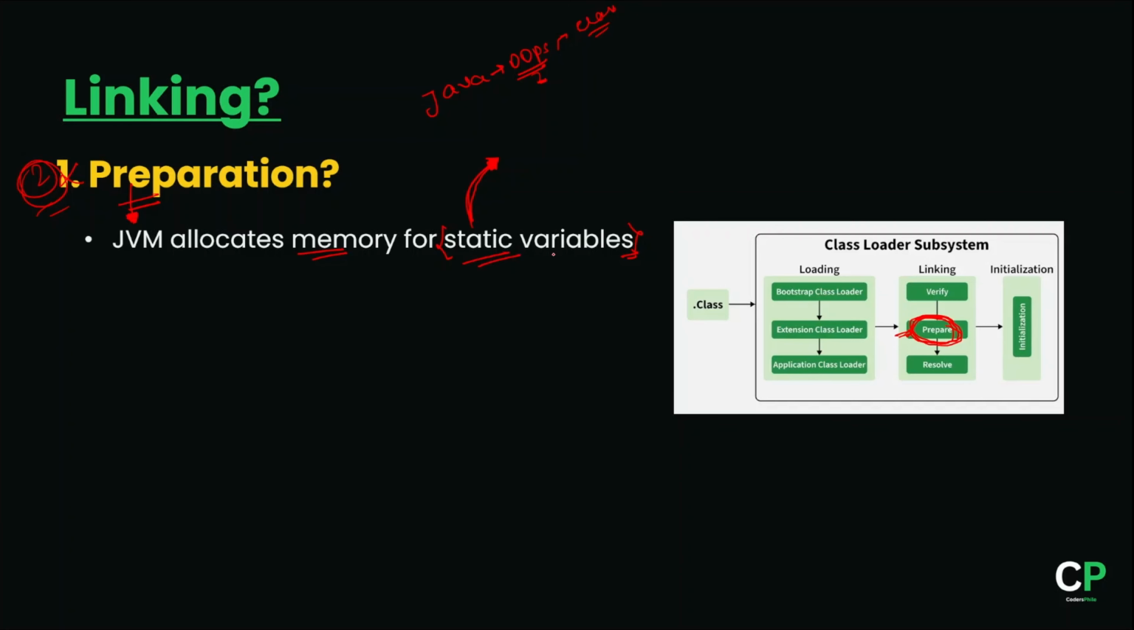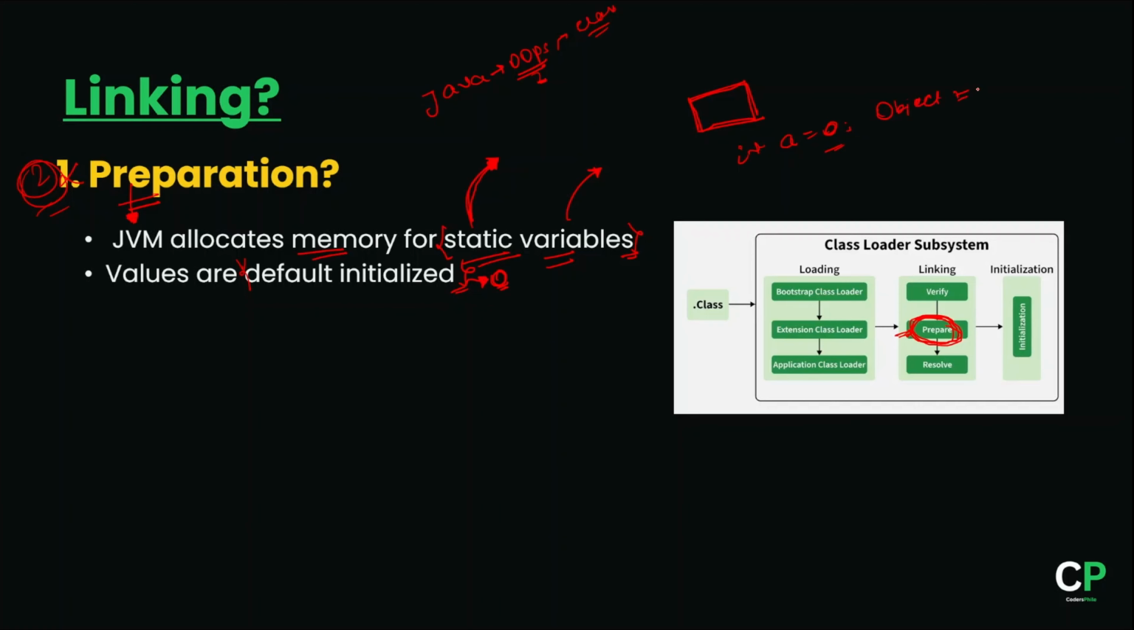So these are the types of static variables. No worries if you're not understanding it. Just remember that static variables are variables for which we don't need to create the object, and they can directly be accessed using the class. So what happens in the preparation phase? The JVM will allocate the memory for the static variables, and the variables are default initialized. That means the original value of the variable is not assigned; the default value is assigned. For example, for the integer data type, the default value is 0. For the object type, the default value is null.